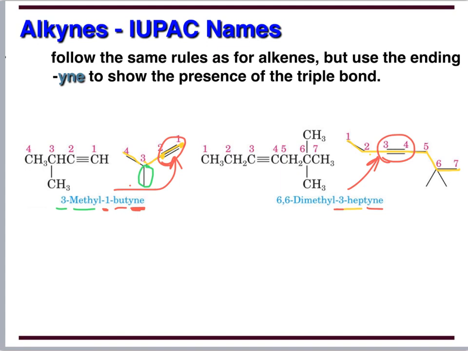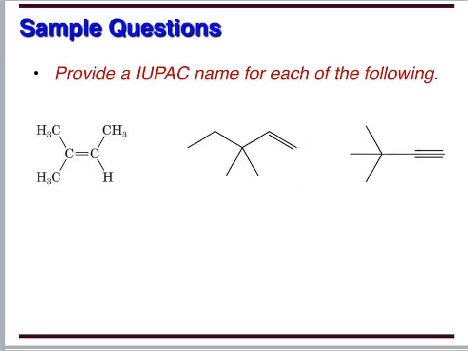triple bond. And then I take a look at my branches, and I've got 2 methyl groups, both at 6. So then I'm looking again at a dimethyl. So it's 6,6-dimethyl 3-heptene. Heptyne, sorry.